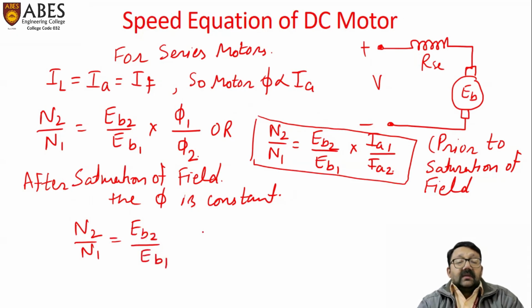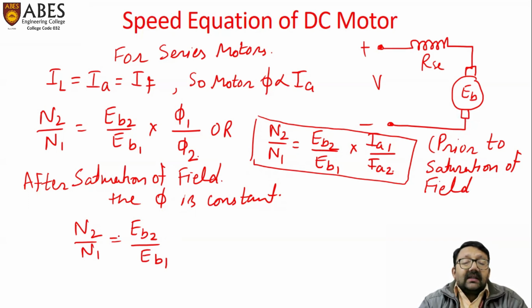So this speed equation is almost similar to the shunt motor, and here the variation of flux is not considered because now we are working with the saturated field winding. It means with the variation of armature current, the flux is not changing.